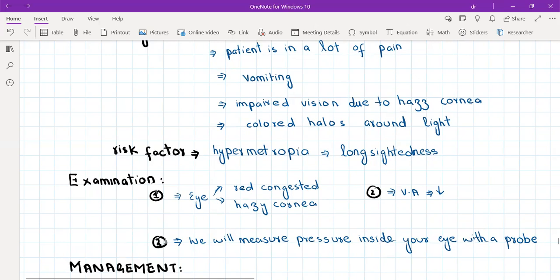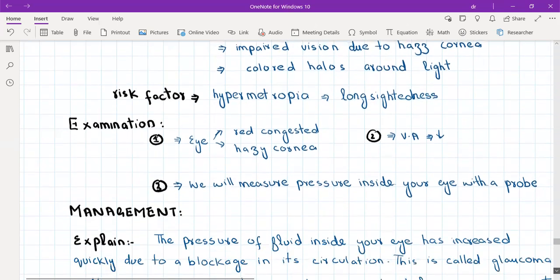So please keep in mind that IOP you can only measure in the emergency department and in the ophthalmology department. You cannot measure IOP in the GP setting. There are no means for measuring IOP, the intraocular pressure, in the GP setting.